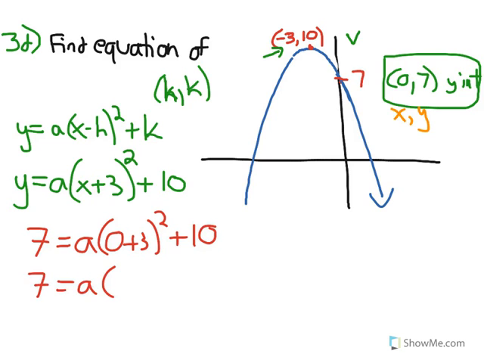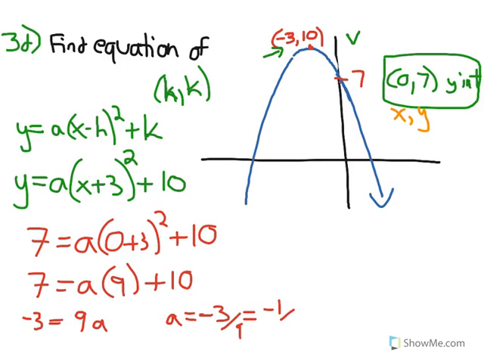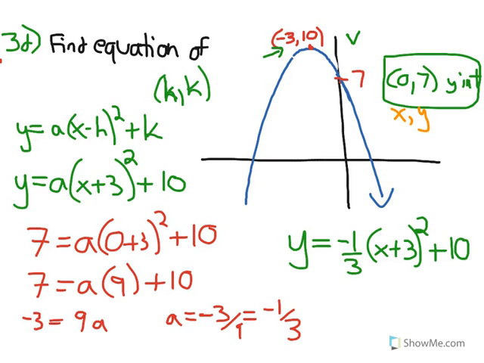7 equals a into (0 plus 3), which is 3. 3 squared is 9, plus 10. Minus the 10 over, and we get negative 3 equals 9a. So a equals negative 3 over 9, which equals negative 1/3 when we reduce. Great. Pop that back in for your final equation, and it is y equals negative 1/3 into (x plus 3) squared plus 10, because the x-coordinate of the vertex is negative 3, and the y-coordinate of the vertex is positive 10.